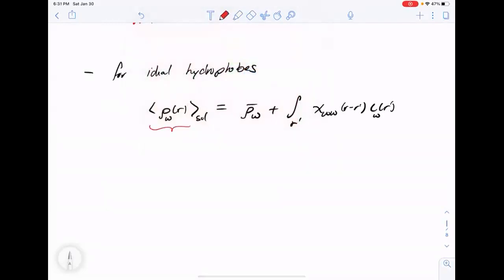So this is the density of water away from a solute. This is the water correlation function.